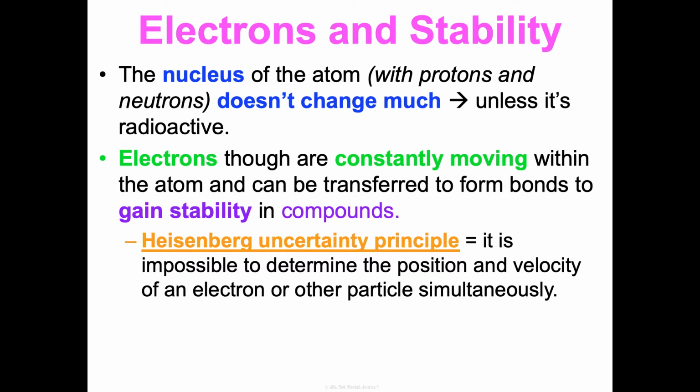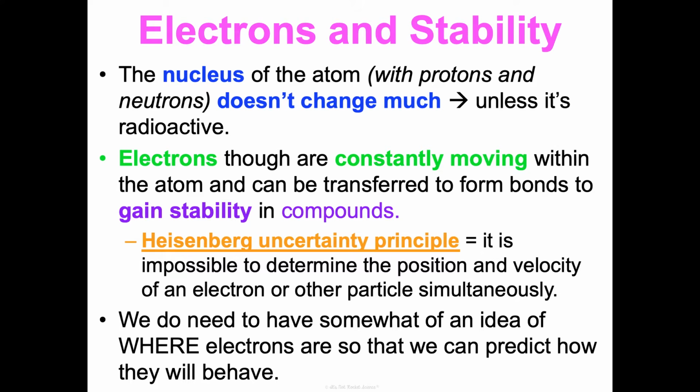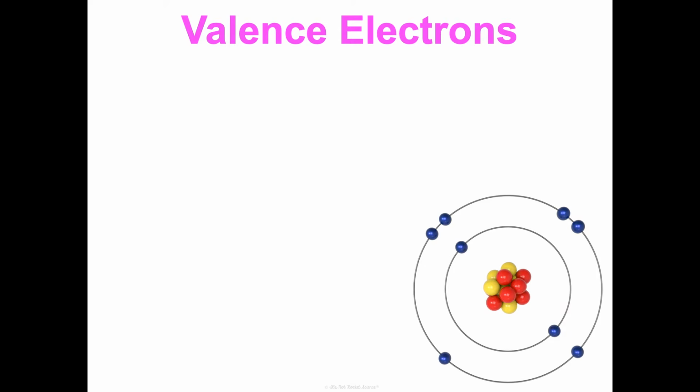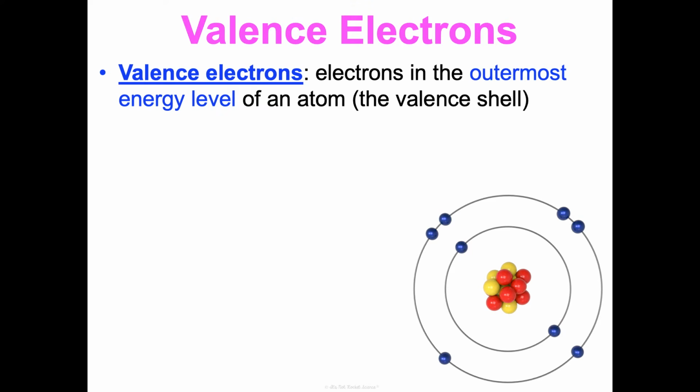Now, speaking of that constant motion, this is where I need to bring up the Heisenberg uncertainty principle. Because they're in constant motion, it's really impossible to determine the position and velocity of an electron or other particle simultaneously. We just really can't do that. But we do need to have somewhat of an idea of where electrons are so that we can predict how they will behave and thus the properties of the atom.